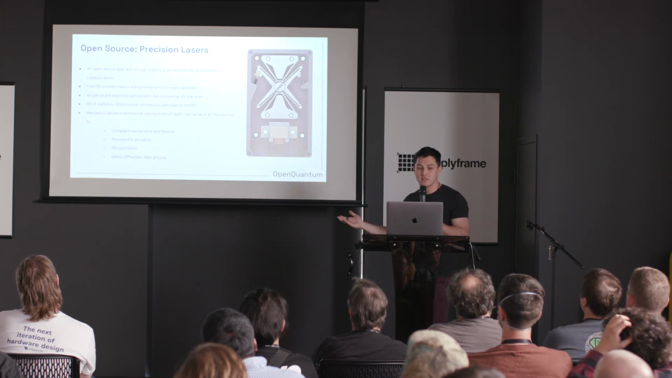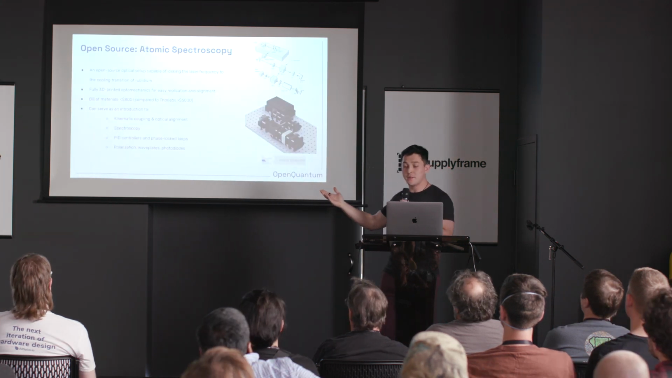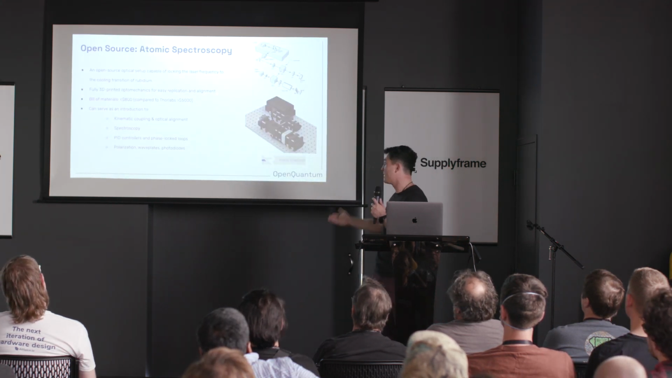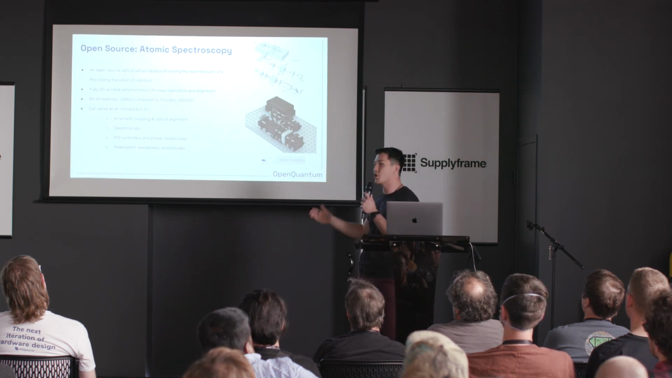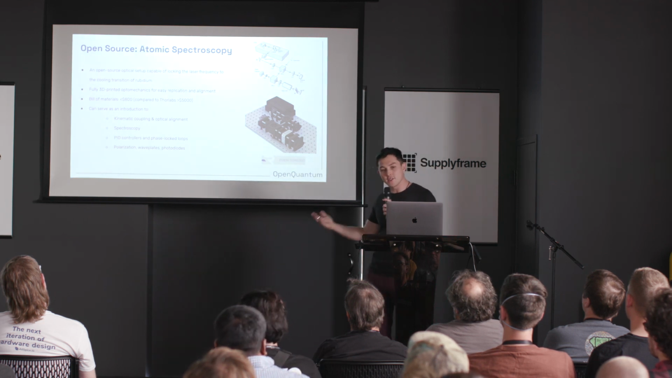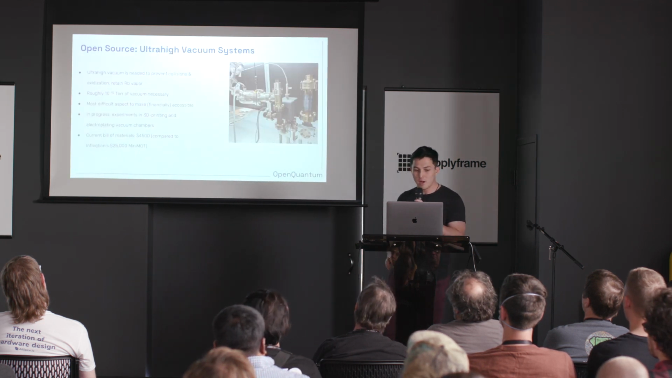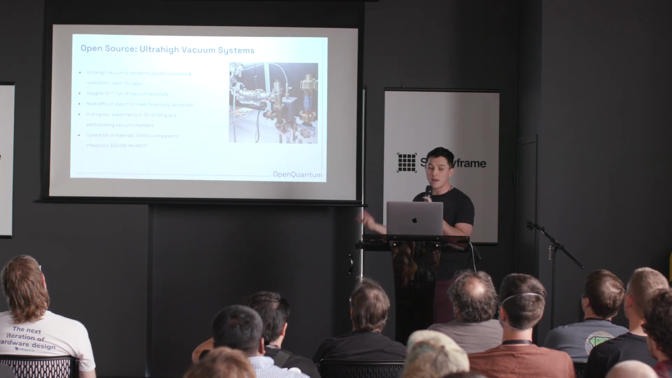There's a precision laser system. This is an open source laser. It's all 3D printed. Again, PID controllers and phase locked loops, and more complicated optical phenomena like polarization, wave plates, photodetectors, digital signal processing. And then the third system of the apparatus is an ultra-high vacuum system.